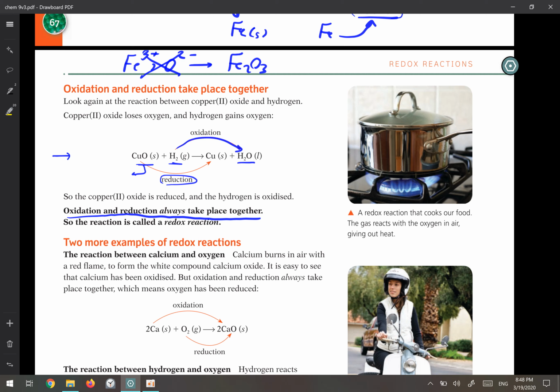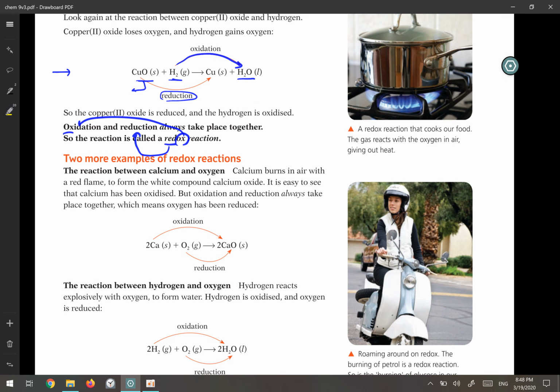That's why this reaction is sometimes called a redox reaction. The first part, red, comes from reduction, and ox comes from oxidation, to emphasize that these two reactions happen together. So these two terms are the same. You can say oxidation reduction reaction, or simply say redox reaction. Okay, let's have more examples about the oxidation and reduction reaction.